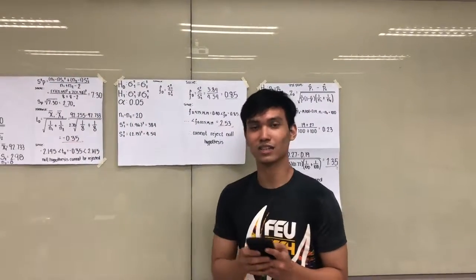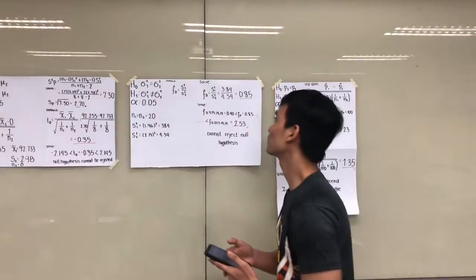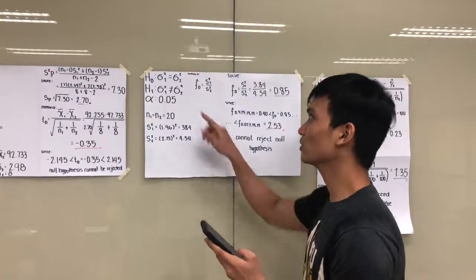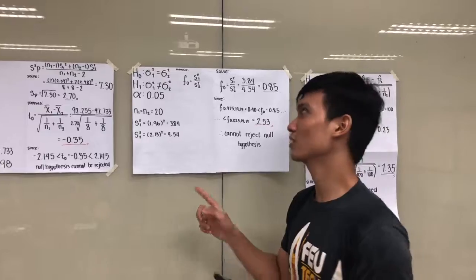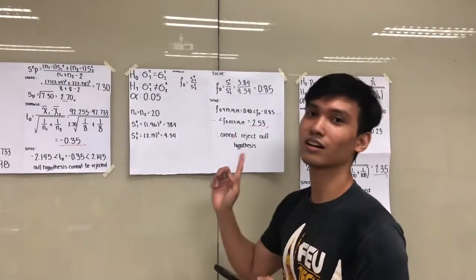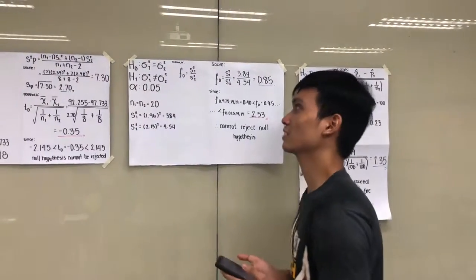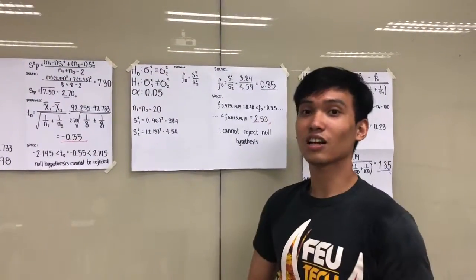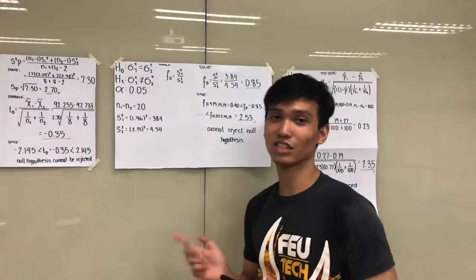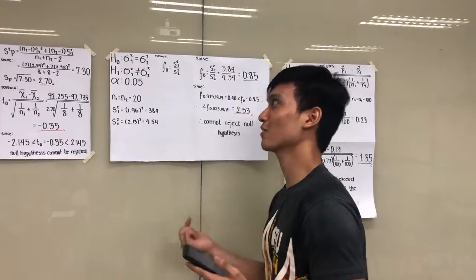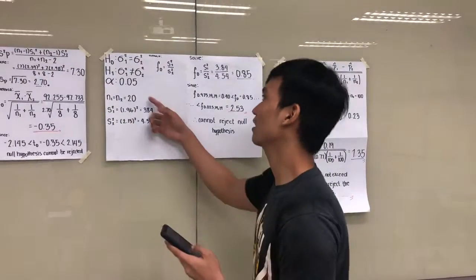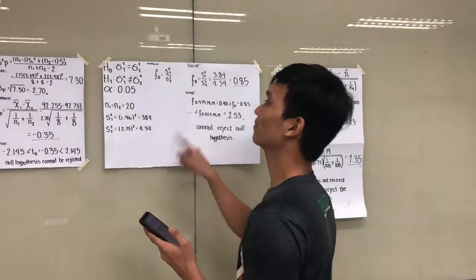So in order to do that, let's set a hypothesis. For our null hypothesis, the standard deviation squared of sample 1 is equal to the standard deviation squared of sample 2. And our alternative hypothesis is that the standard deviation squared of sample 1 is not equal to the standard deviation squared of sample 2. So we are given an alpha of 0.05.